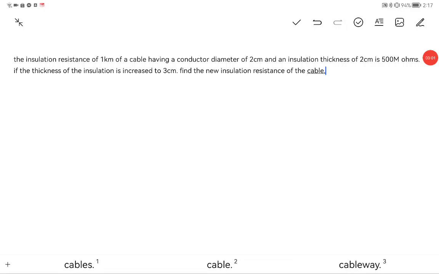The insulation resistance of 1 kilometer of cable having a conductor diameter of 2 cm and an insulation thickness of 2 cm is 500 mega ohms. If the thickness of the insulation is increased to 3 cm, find the new insulation resistance of the cable.